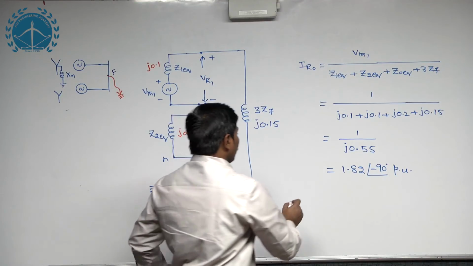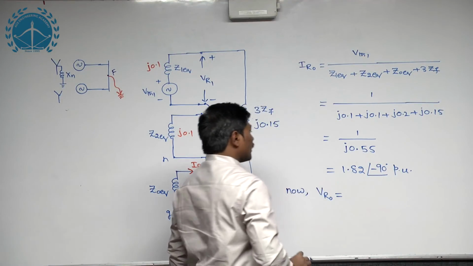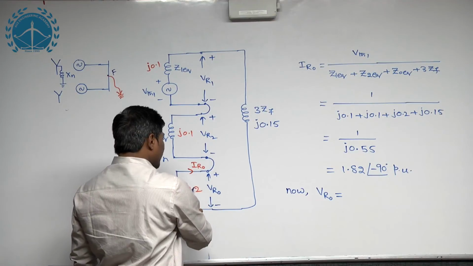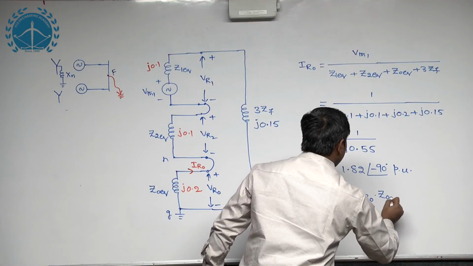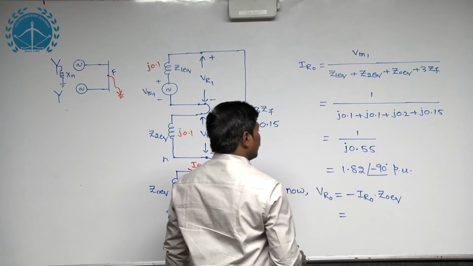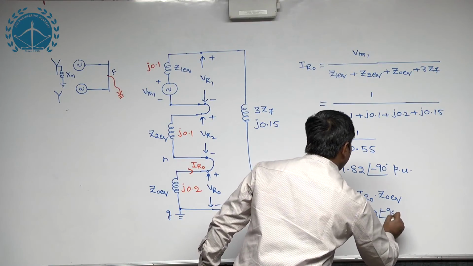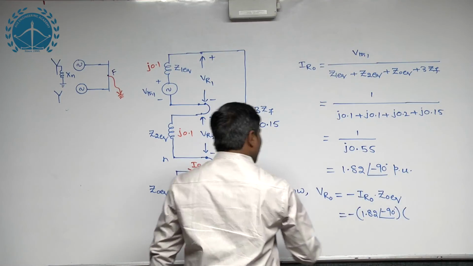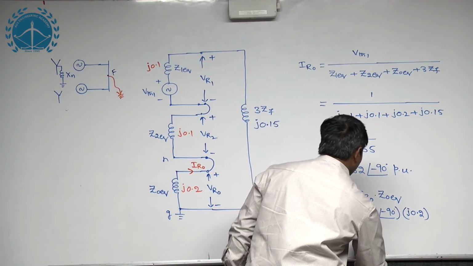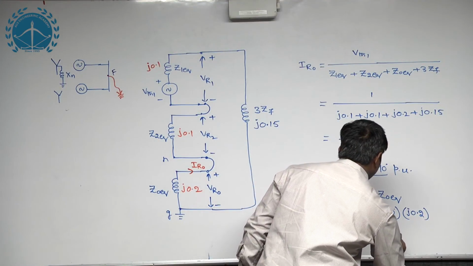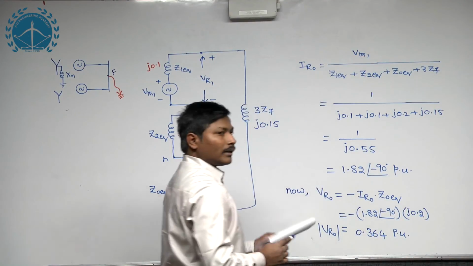Now VR0, which is our requirement in the problem, the zero sequence voltage, equals minus IR0 into Z0 equivalent, which means minus of 1.82 at an angle of minus 90 degrees into Z0 equivalent, which is j0.2, and the product will give you 0.364 per unit. I have concentrated only on the magnitude, so mod VR0 equals 0.364 per unit.